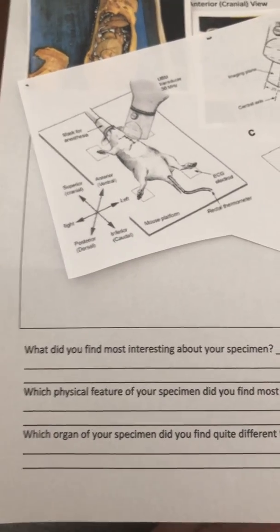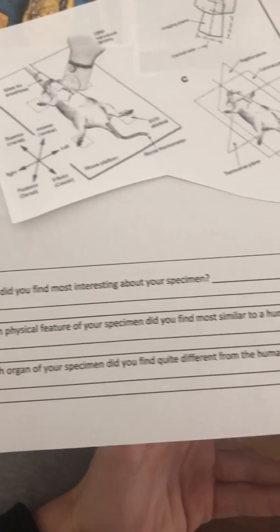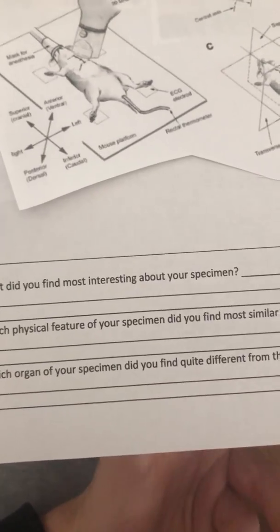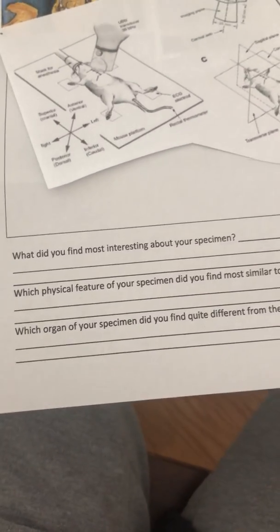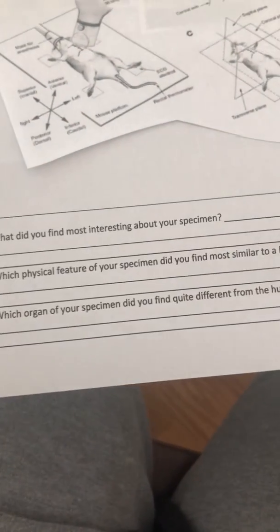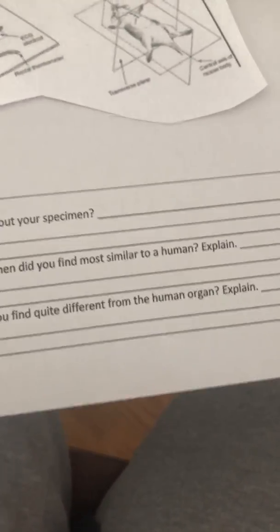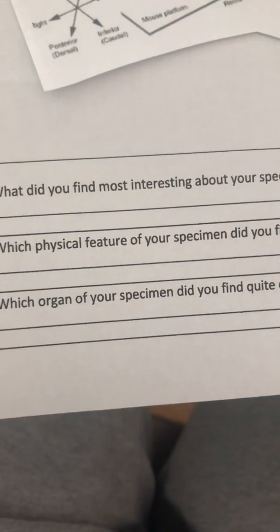being realistic, I found that both of them look almost exactly the same. They're all connected to the same intestines, etc. They both fulfill the same exact purpose. So I thought that the stomach would definitely be the most similar to human. Which organ on my specimen do I find quite different from the human organ? Explain. Honestly, most of the stuff I could identify was so similar.